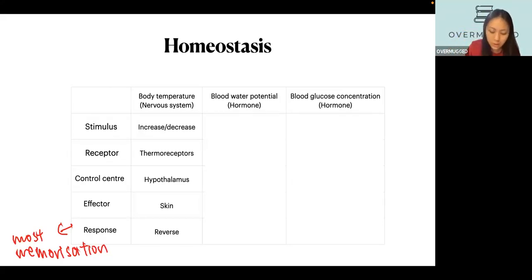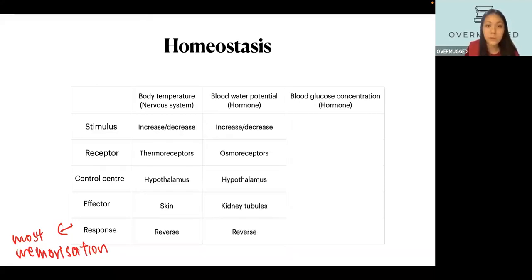Okay. Blood water potential, same thing, right? It is also a hormone because it involves ADH. The stimulus is either an increase or decrease, and then there are osmoreceptors in the hypothalamus. The control center is also the hypothalamus, and then the effector is the kidney tubules and the collecting duct, how permeable they are. So these are the responses. It's also up to you to go and memorize. When it's higher water potential, is it more ADH or less ADH, more permeable or less permeable, things like that. And then more water being reabsorbed or not, things like that.